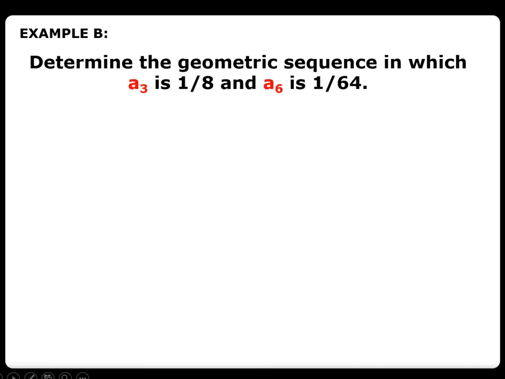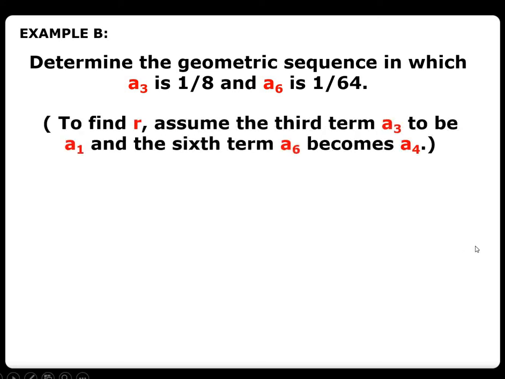So let's have another example. Example B. The question is, determine the geometric sequence in which a sub 3 is 1/8 and a sub 6 is 1/64. Recall, to find r, we need to assume the third term, a sub 3, to be a sub 1, and the sixth term, a sub 6, becomes a sub 4. It's the same pattern that we had in our arithmetic sequence.